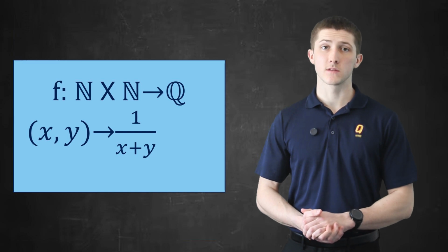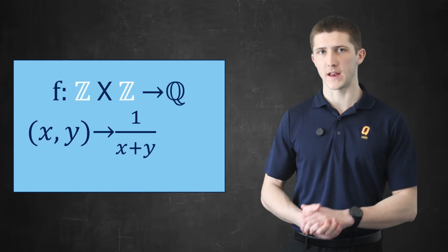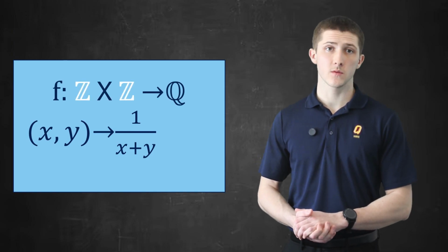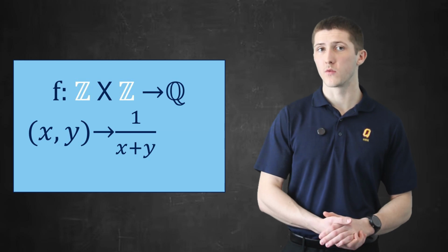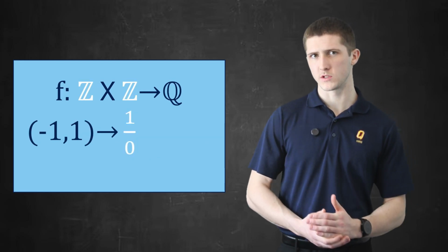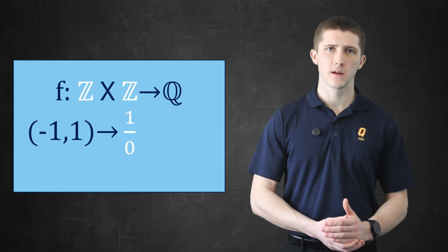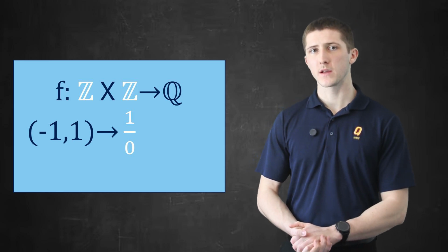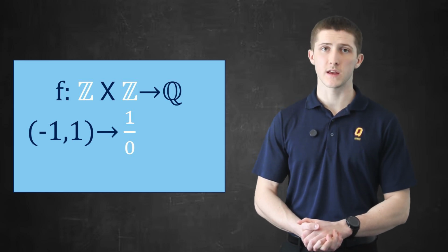Imagine that our domain is the Cartesian product of the integers instead of the natural numbers. In that case, we could put the ordered pair (-1, 1) through our rule, and our output would be 1 over 0, which is undefined. It's very important that we check our mapping so that it's valid, and instances like this don't occur.